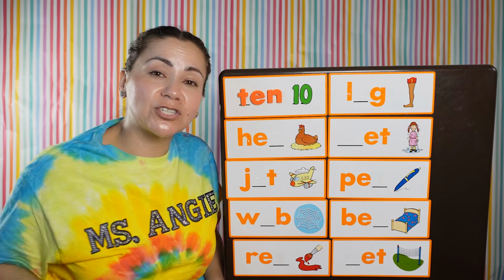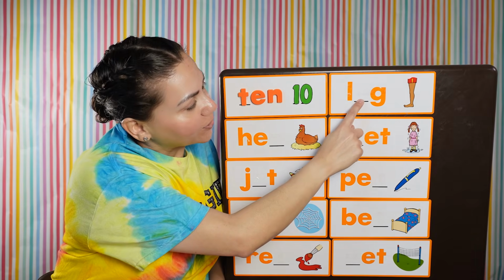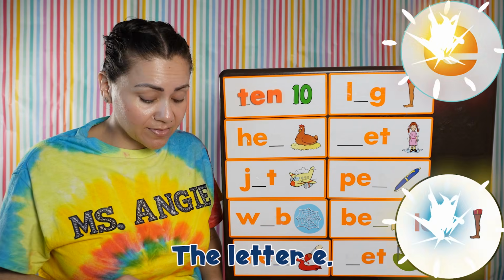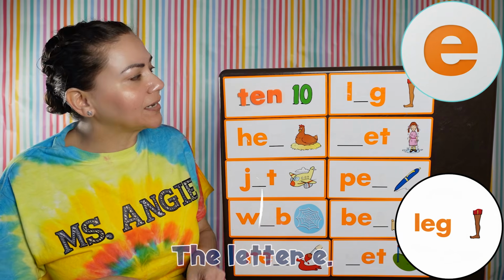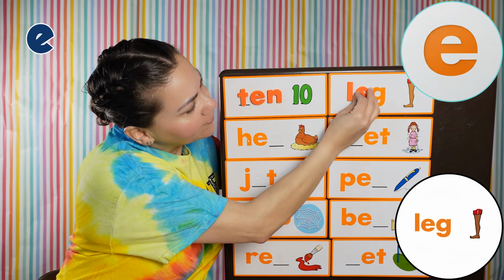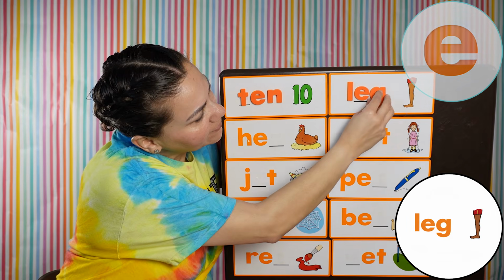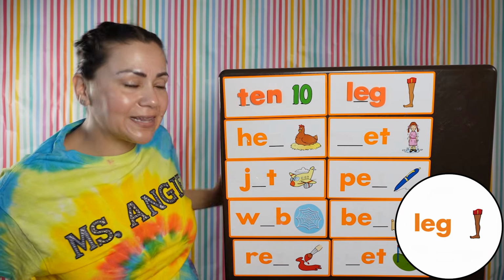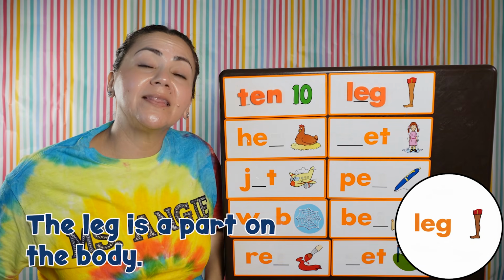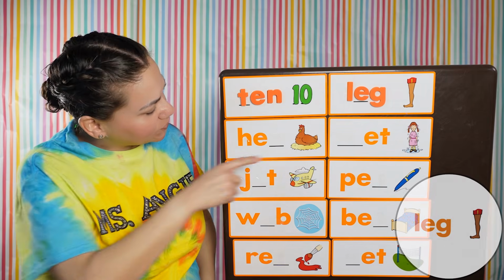Here we have a picture of a leg. That's right. Leg is missing a letter here in the middle. Which letter is missing in the middle? The letter E. That's right, the letter E. Now let's spell out our word. Leg is spelled L-E-G. Now let's make a sentence with the word leg. Can you say the leg is a part on the body? The leg is a part on the body. Good job. Let's go to the next one.